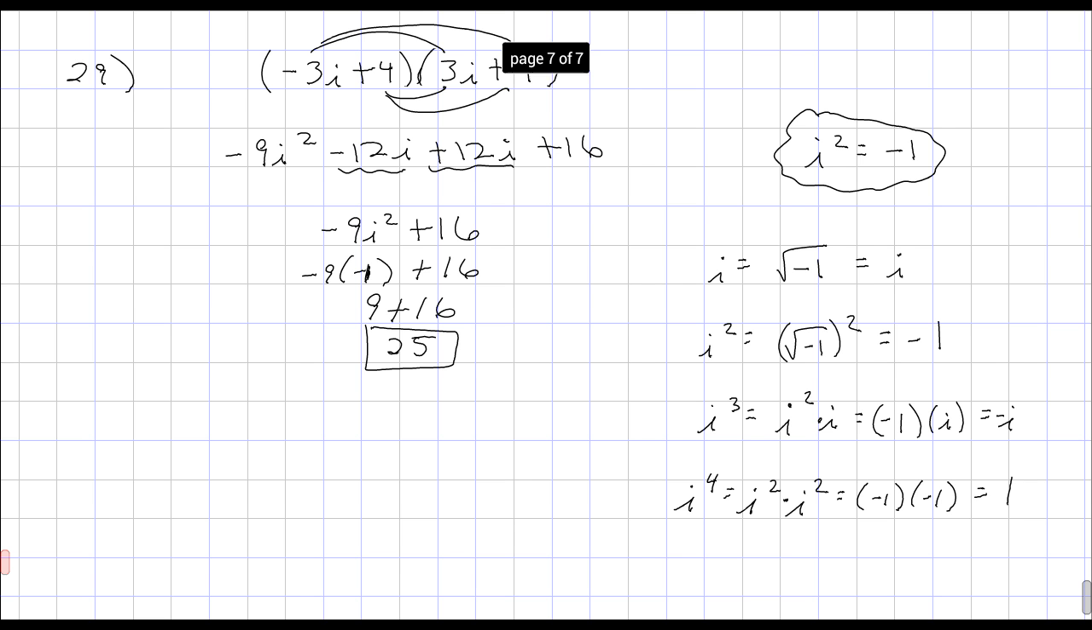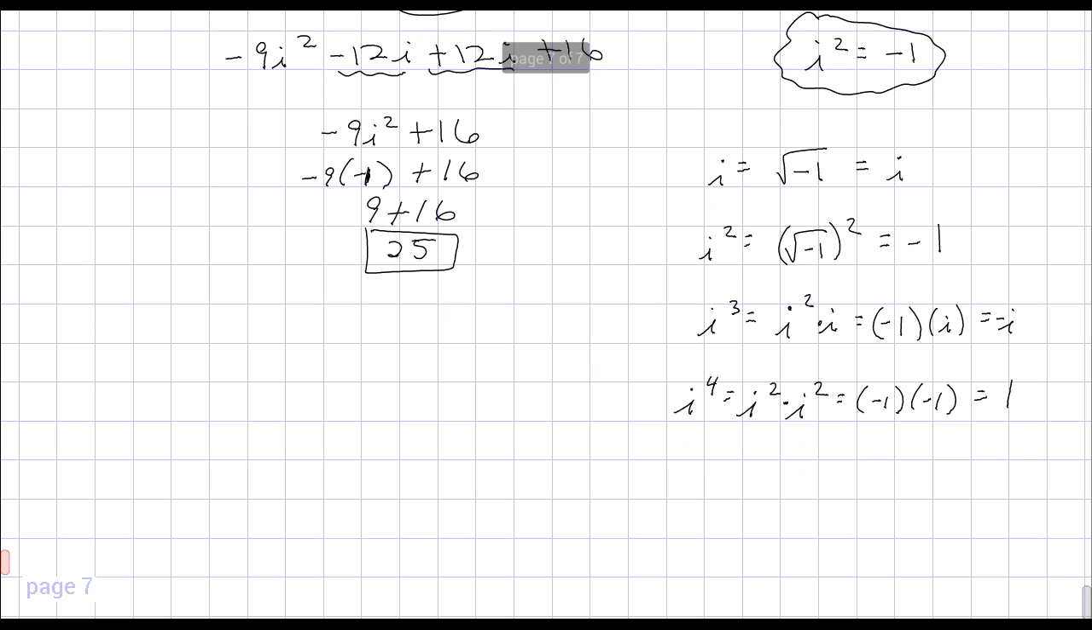And this will in fact repeat every 4. What I mean is, if I did i to the 5th, I would get i back, and you can show that using properties of exponents. i to the 6th will get me negative 1. i to the 7th will get me negative i. And i to the 8th will get me back to 1. And again, it will repeat every 4.